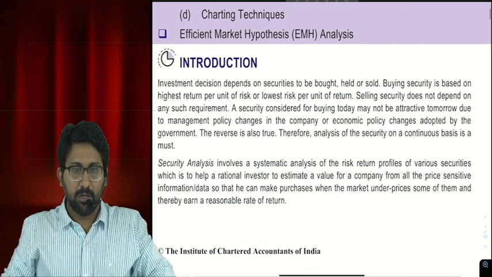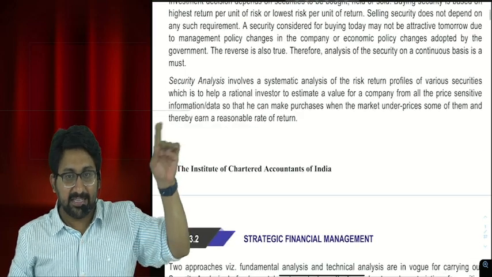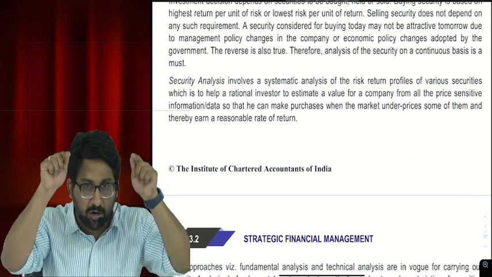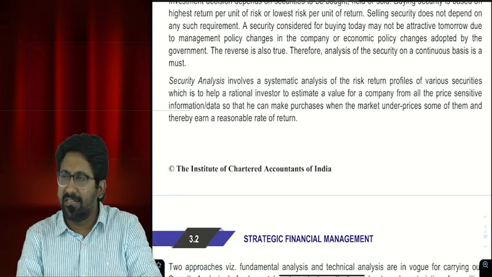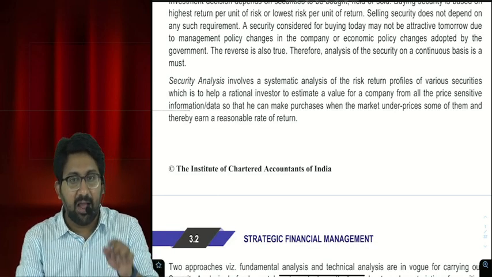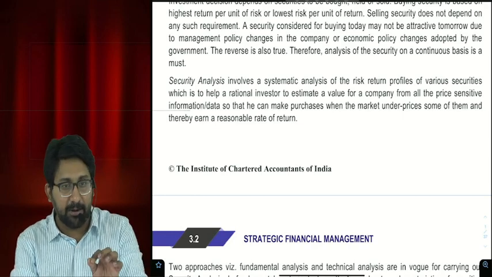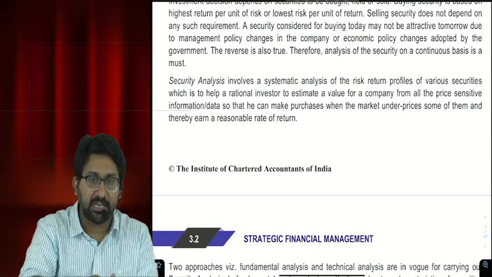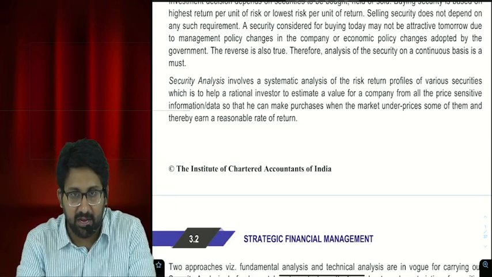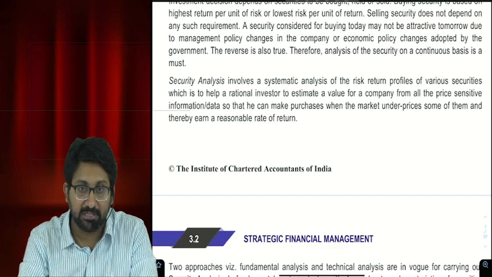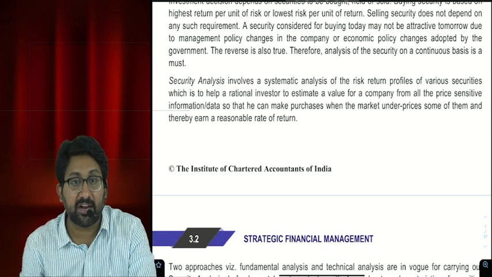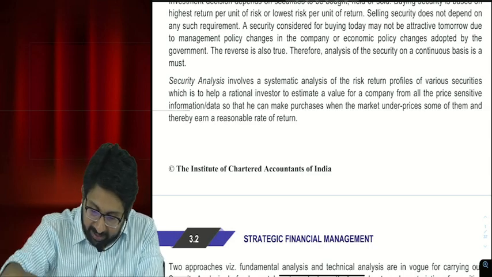Security analysis involves systematic analysis of risk return profiles of security. That's what I told you. It is not just about information that is gathered. We have to understand risk and return patterns of a security and then invest. That will be called an efficient market. Security analysis involves systematic analysis of risk return profiles of various securities, which helps a rational investor. Sir, what do you mean by rational?